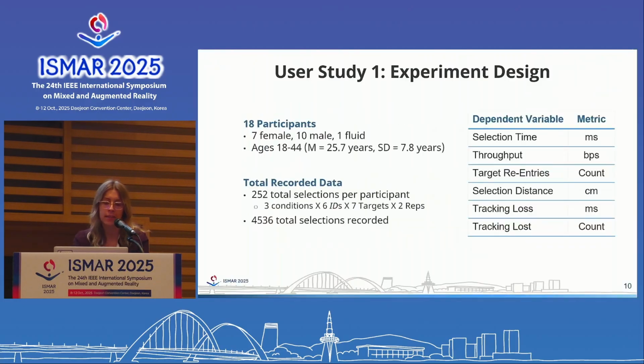We recruited 18 participants, ages 18 to 44. 252 selections were recorded per participant, and we recorded the same metrics for a given selection in both studies. And those include selection time, throughput, target reentries, selection distance, the amount of time the controller lost tracking, and the number of times the controller lost tracking. Given the time constraints of this presentation, I will focus on the results about selection time and throughput, but of course the full details of all analyses are in the article.